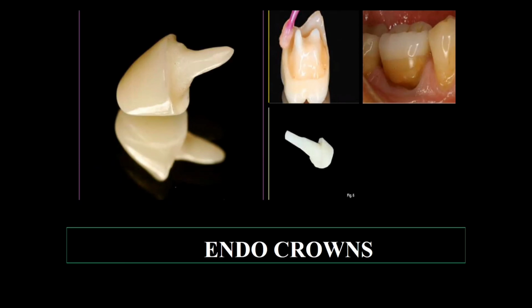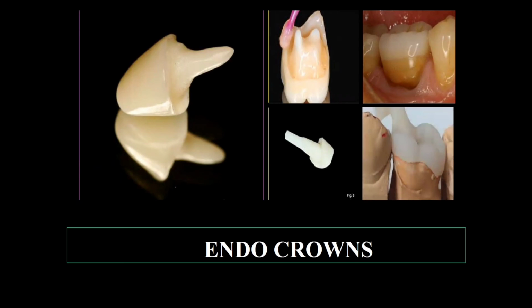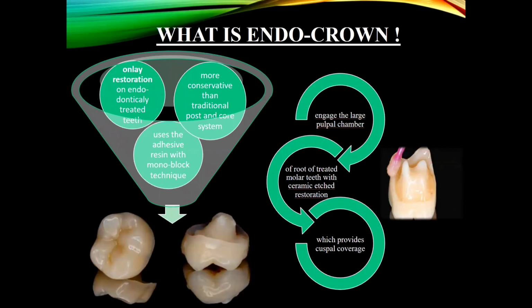With the advent of adhesive dentistry and the new resources that may be used to perform restoration of total crowns in endodontically treated teeth, this led to the use of endo-crowns. So what is an endo-crown? It is an onlay restoration on endodontically treated teeth, which is more conservative than the traditional post and core system and uses adhesive resin with monoblock technique. The concept behind the endo-crown is to engage the large pulpal chamber and root of treated molar teeth with a ceramic restoration, which provides cuspal coverage.